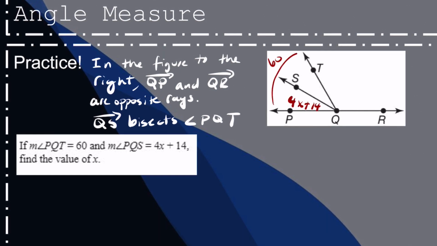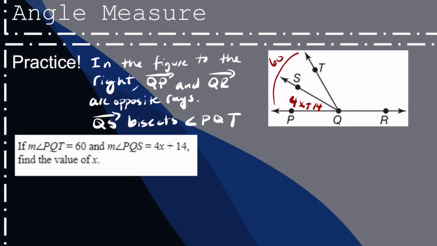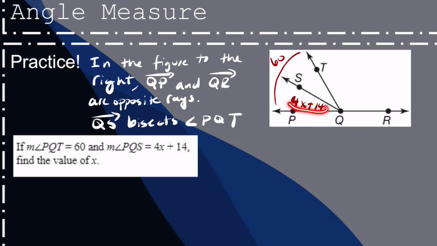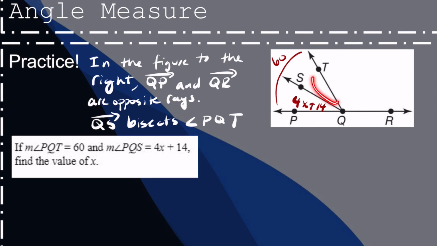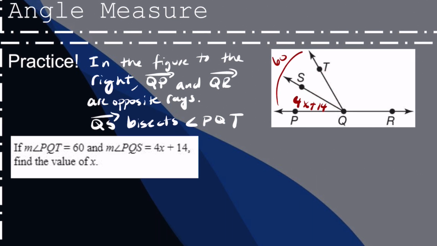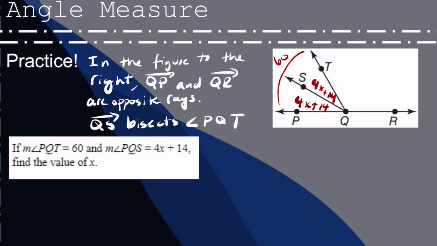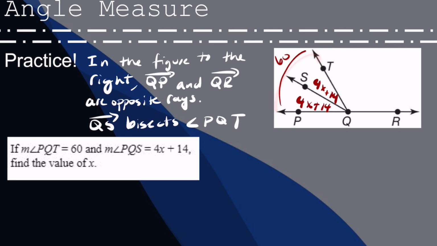Well, I know that this is the bisector, right? This bisects the original angle. So if this thing is 4x plus 14, which is one of the angles that was created from this particular bisector, then what is this supposed to be? Well, that's going to be the same thing. That's going to be 4x plus 14. So this is a part, that's going to give you this whole thing here.